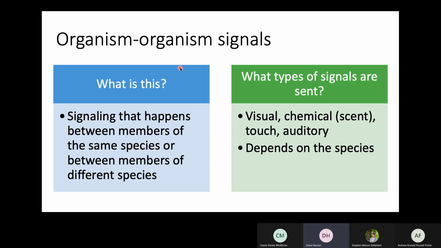So now we're going to talk a little bit about organism to organism signals. We already talked about signaling within one individual, whether that was an animal or a plant, but now we're going to talk about signaling between individuals.